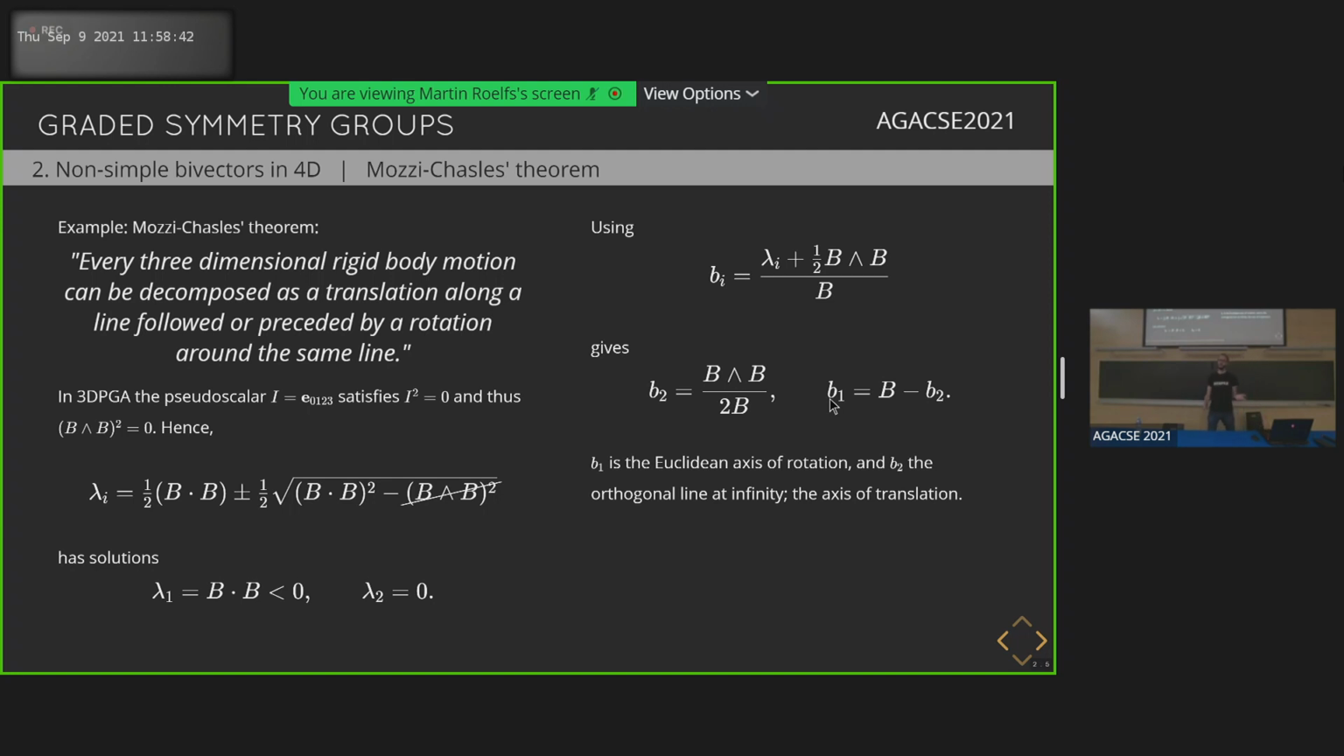And then what is the geometrical meaning of these? B1 is the Euclidean axis of rotation, and B2 is the orthogonal line at infinity, which goes all the way around. And so it is a translation along that axis plus a rotation around that axis, which is a screw motion. And so the most general screw motion for this bivector is that I can take an R1, which is e to the theta B1, which will generate a rotation, and R2, e to the power t B2, will generate some translation at the same time.